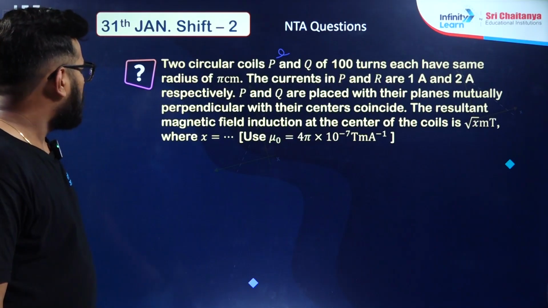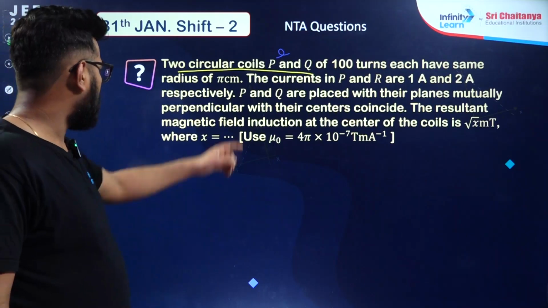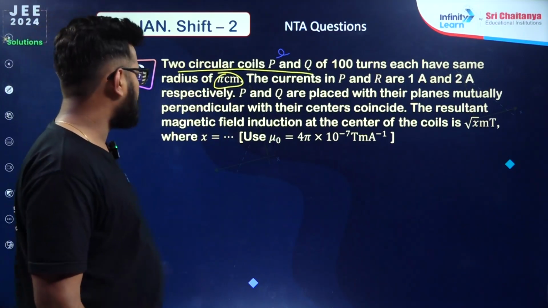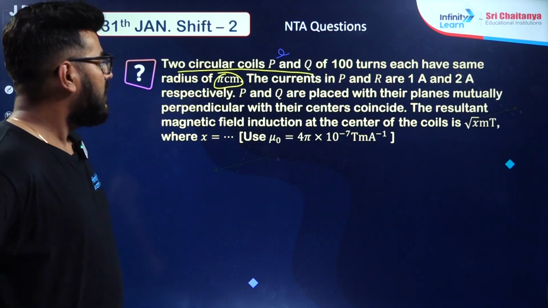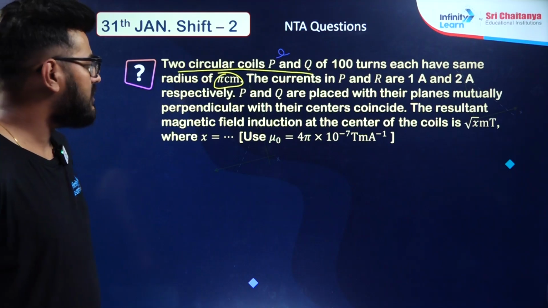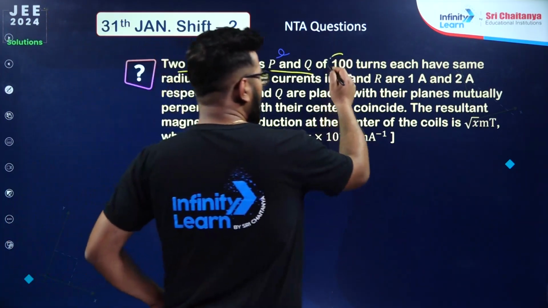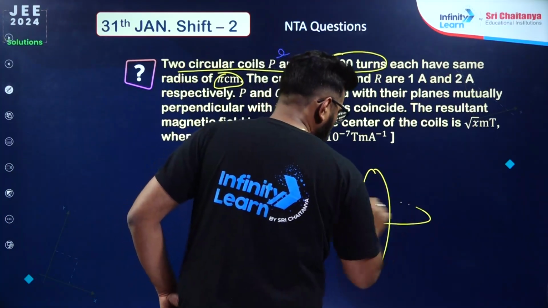Okay. Two circular coils P and Q of 100 turns each have the same radius of pi centimeter. The current in P and Q are 1 ampere and 2 ampere respectively. P and Q are placed with their planes mutually perpendicular and their centers coincide. The resultant magnetic field induction at the center of the coils is this much. This question has been repeated, only the number of turns is now 100. So one coil will be over here, another coil will be over here.